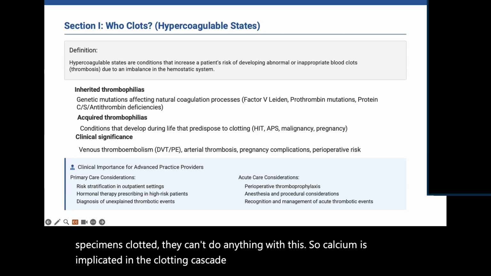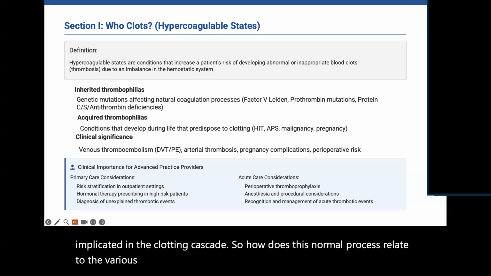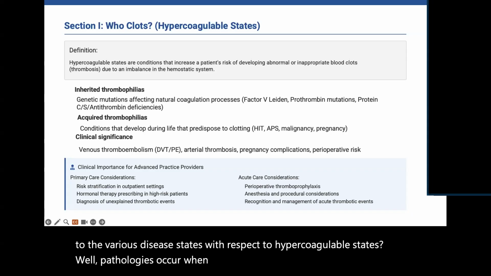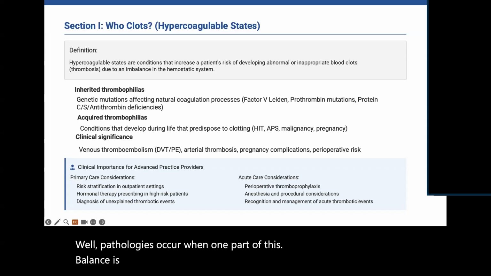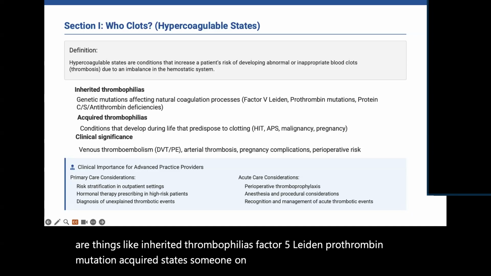So how does this normal process relate to the various disease states with respect to hypercoagulable states? Well, pathologies occur when one part of this balance is tipped. So too much clotting, we get hypercoagulability. These are things like inherited thrombophilias, factor V Leiden, prothrombin mutation, and acquired states: someone on oral contraceptives, someone who has a malignancy, someone that's immobile.